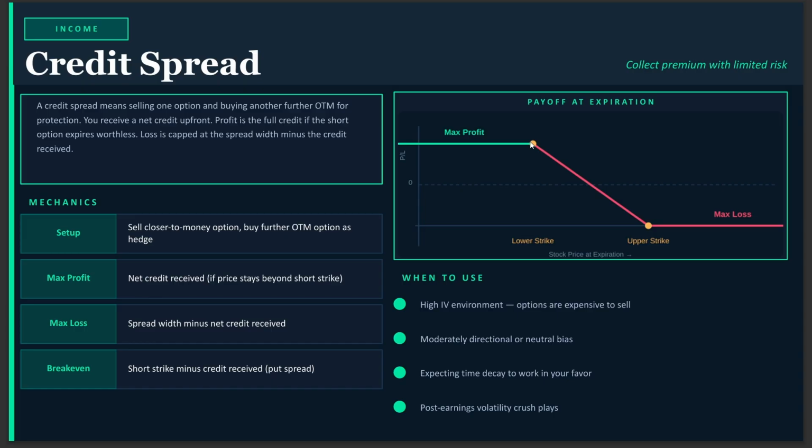Your upside is capped. That's not technically you taking a loss. You're just missing out on further gains. And then with cash secured puts, your maximum loss is technically if the stock goes to zero, whereas with a credit spread, your maximum loss is where your long leg is on the credit spread.